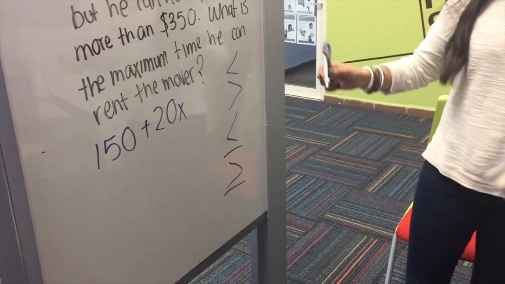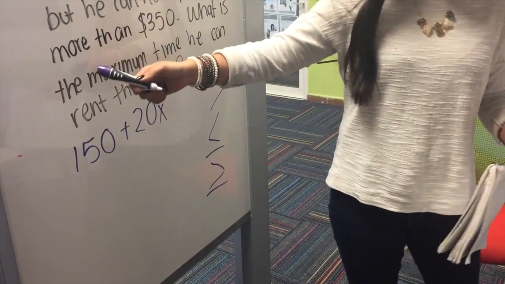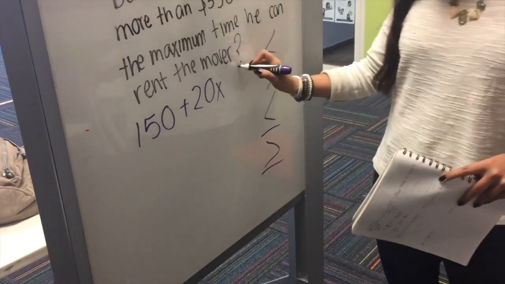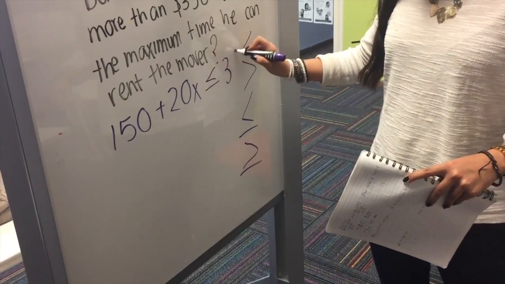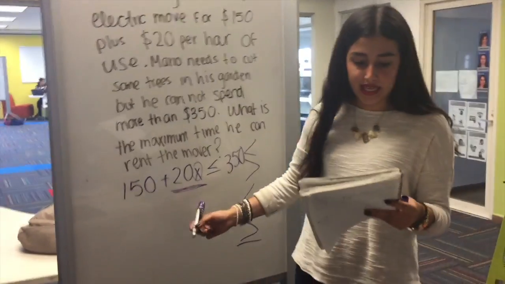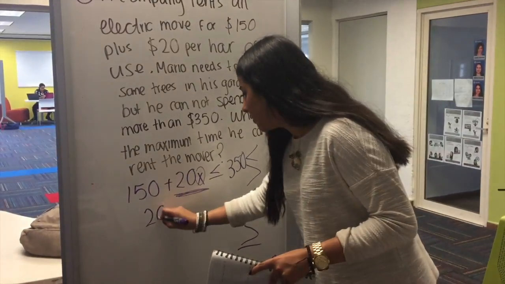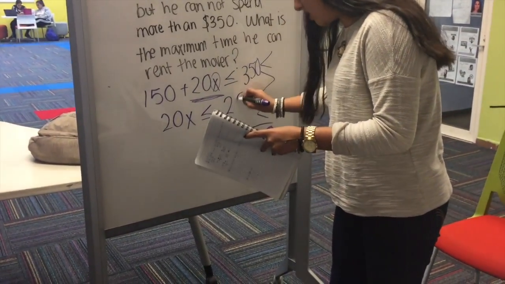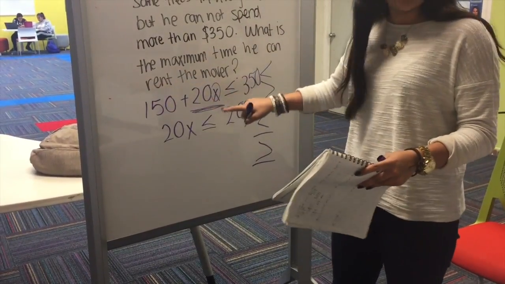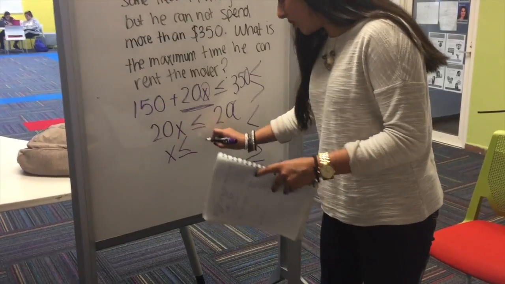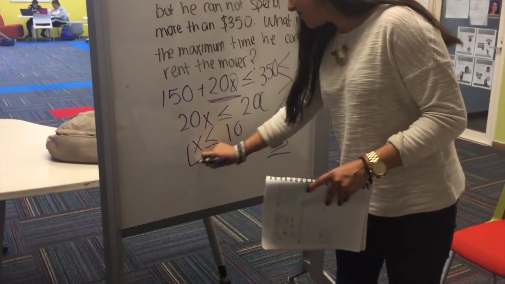And then they are telling you that he cannot spend more than $350, and that symbol is this one, so you put the symbol and you add the 350. Well, you have to find X, so you put 20X less than or equal to 200, because you subtract those two, and the answer is X less than or equal to 10.